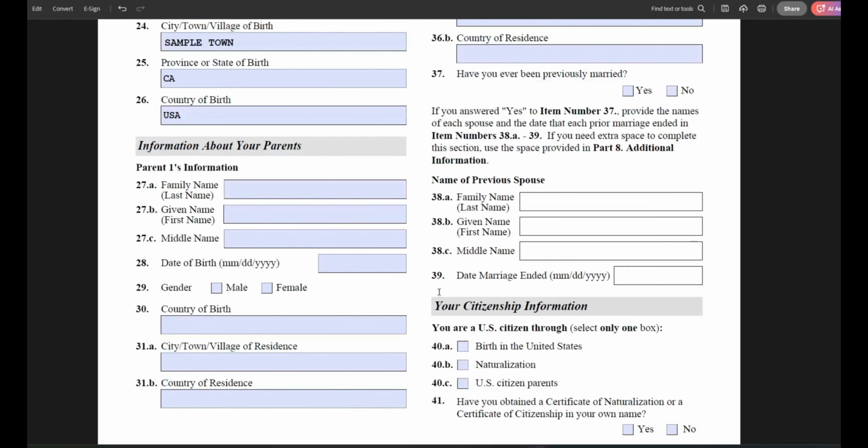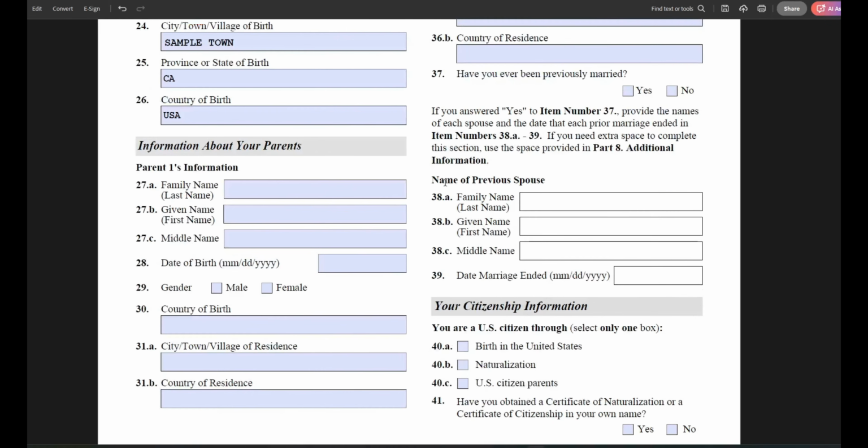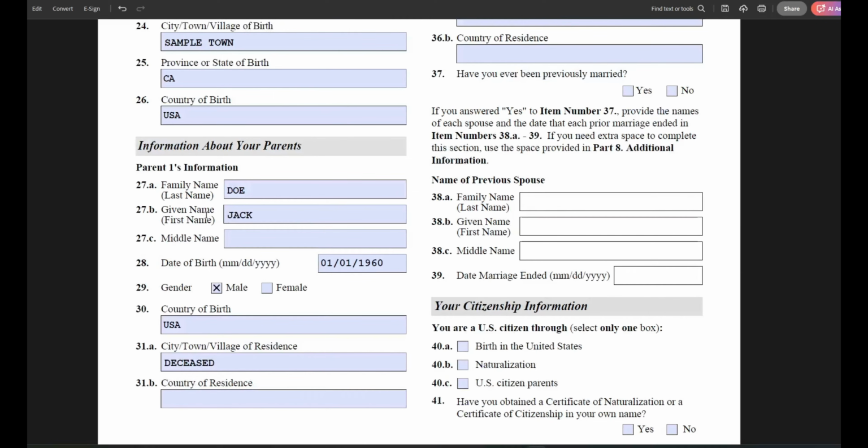Provide your city, town of birth, province or state, and country of birth. Moving on, provide information about your parents. It doesn't matter which order you go in. So provide your parent one's information. If, for example, your parent is no longer living, you can say that they are deceased, and leave the country of residence blank. And this is asking about your biological or adoptive parents.